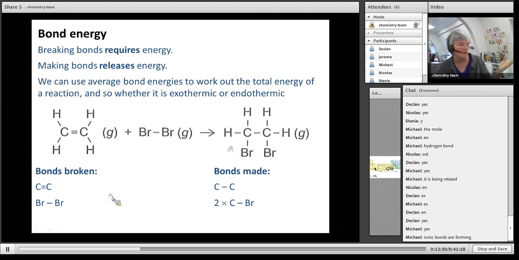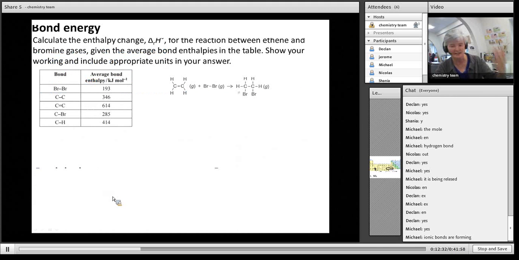So I'm going to be repeating this here. This is exactly the same question: calculate the enthalpy change. So this is really asking, has heat been released or gained overall? For the reaction between ethene, which is this, and bromine gas, you are given the average bond enthalpies over here. They are always positive because they're always taken as breaking the bond.